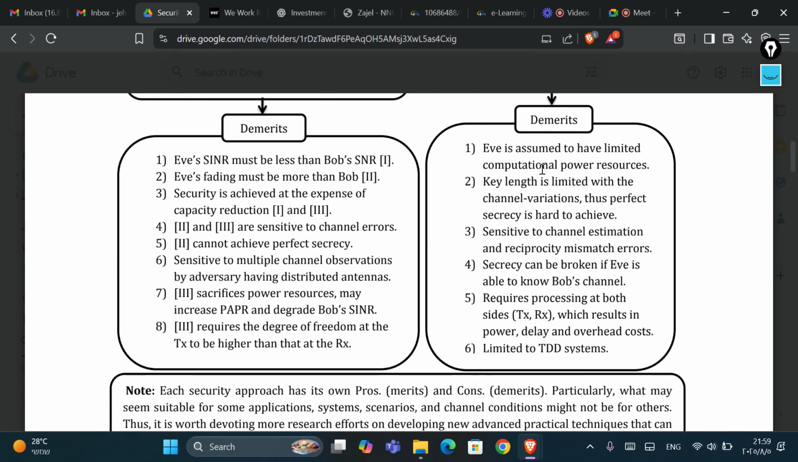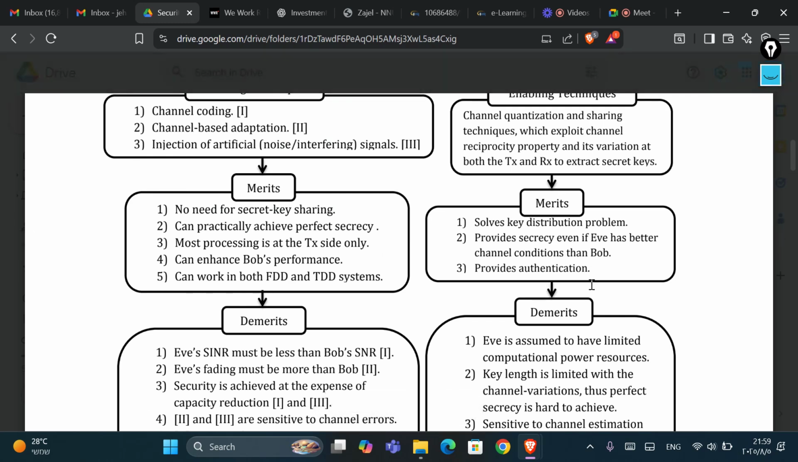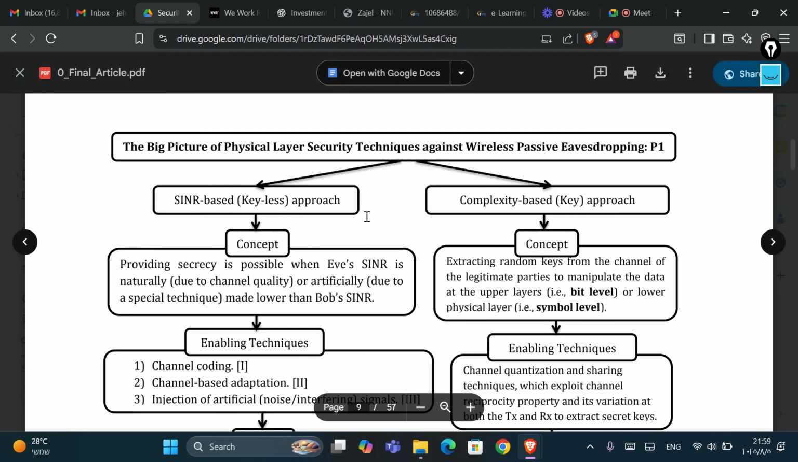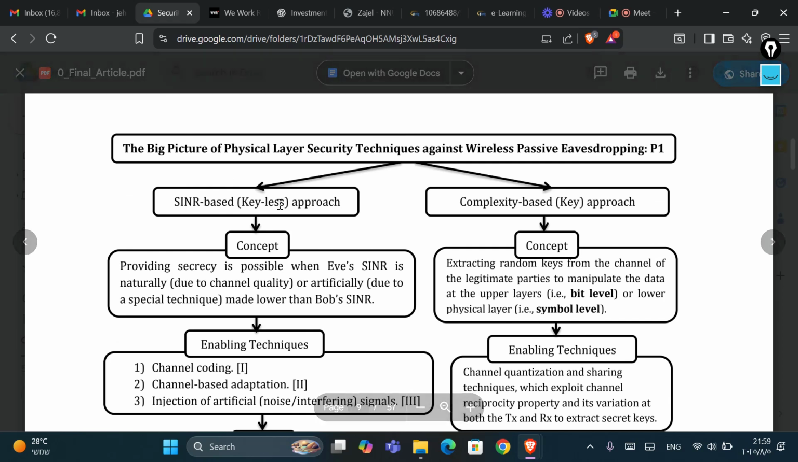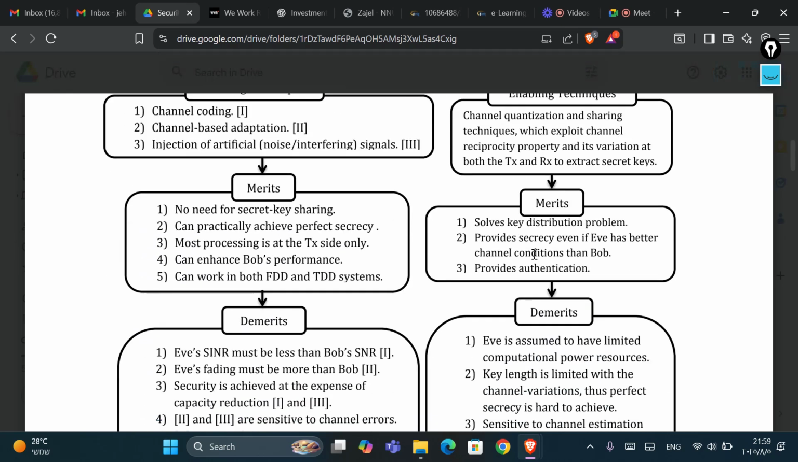starting from the first point, which says Eve is assumed to have limited computational power resources in this case. That's one of the major demerits. And why do we consider this a demerit? Because this category, the secrecy-based approach, is keyless. Keyless means there is no shared key between the transmitter and receiver. In the complexity-based approach, there is a key. You use the channel as a source of randomness to extract a key that can be used at both the transmitter and receiver. So here, Eve is assumed to have limited computational power resources.